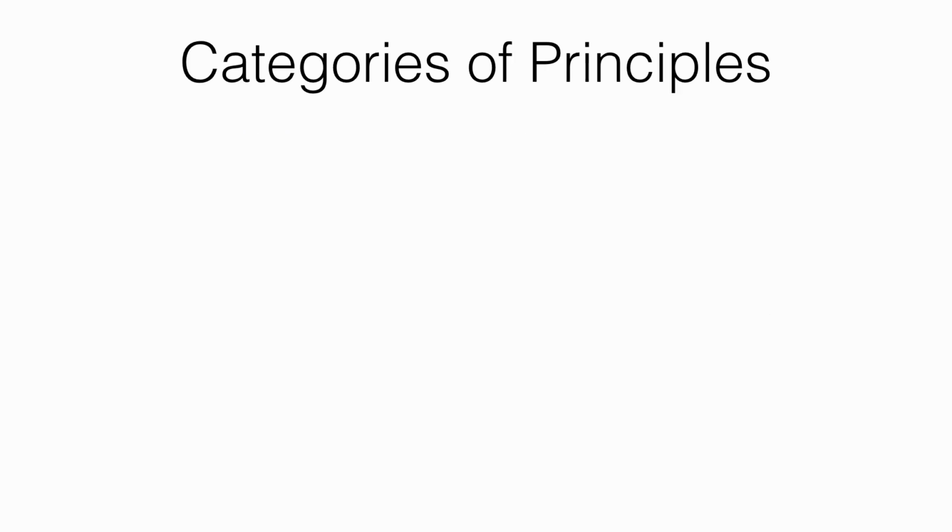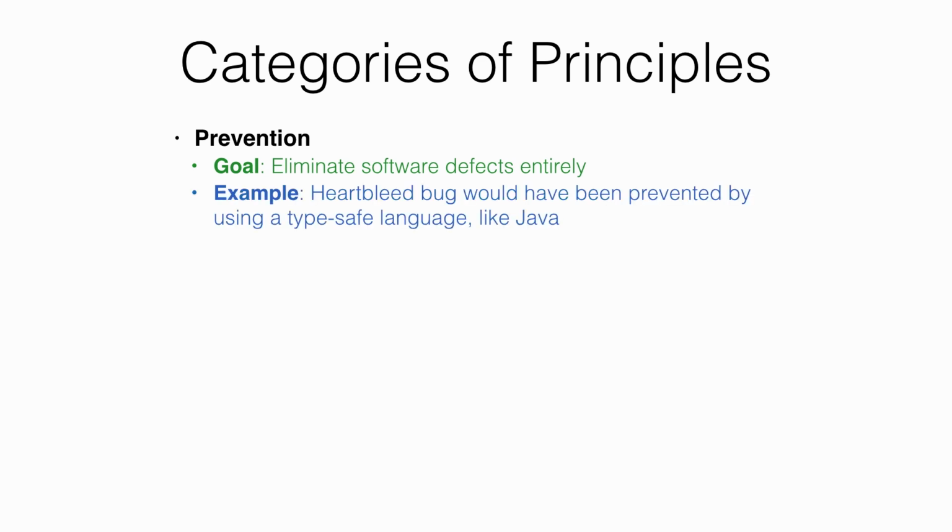We can group our set of software design principles into three categories. The first category is prevention. These sorts of principles aim to eliminate software defects entirely. For example, the Heartbleed bug would have been prevented by using a type-safe language like Java, which prevents outright buffer overflows.